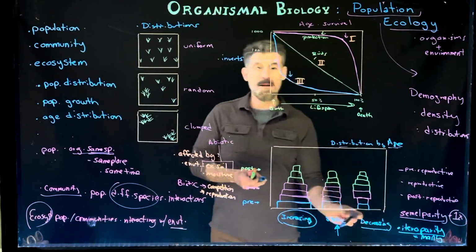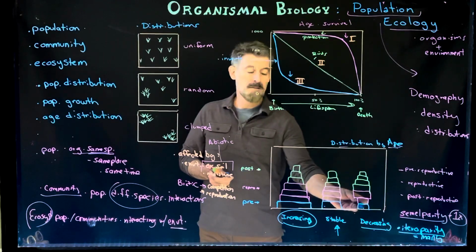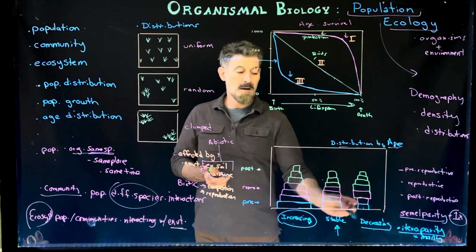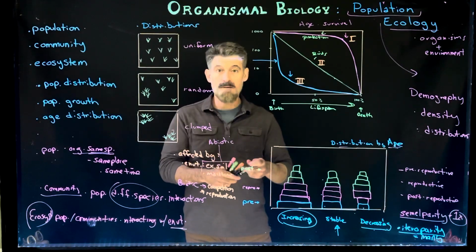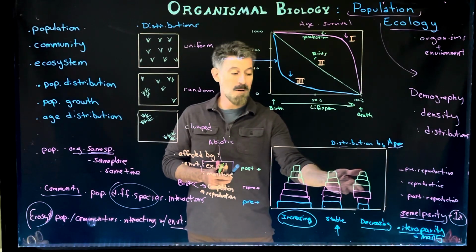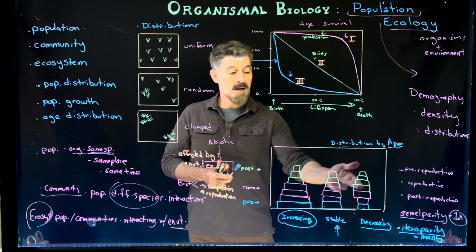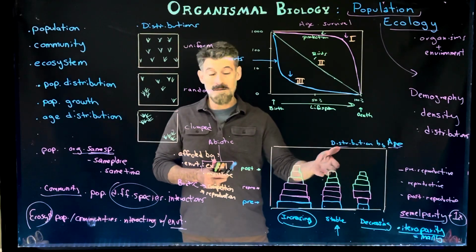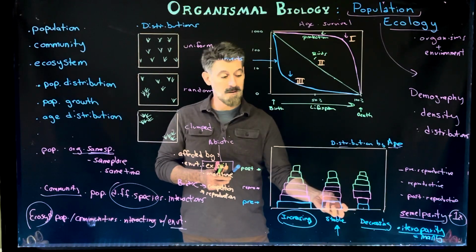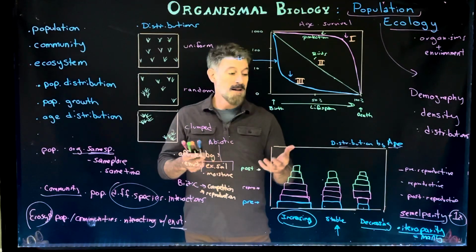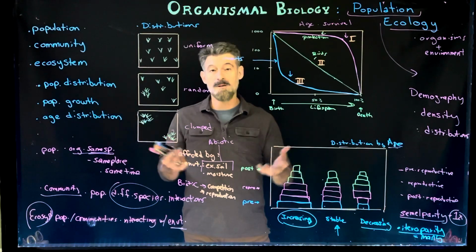If we look at a population and we find very few pre-reproductive individuals, very few young, and there are a lot more of the reproductive and even post-reproductive individuals than the pre-reproductive, the young individuals, that means that's a population that is potentially dying out.